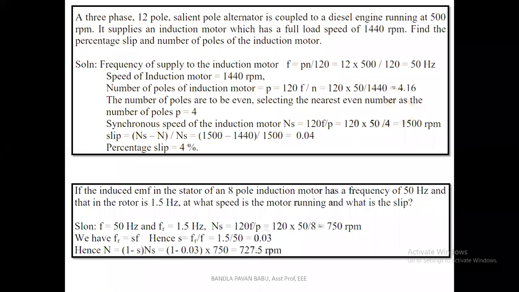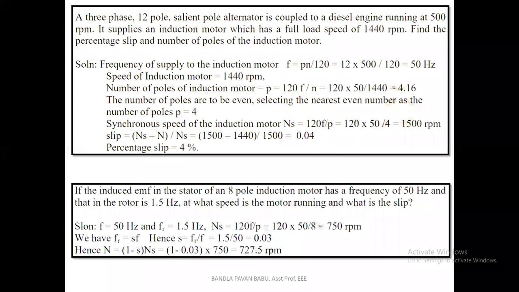The salient pole alternator is coupled to a diesel engine. In this sense, the diesel engine acts as a prime mover, and it is coupled with the alternator running at 500 rpm. Since it acts as a prime mover, because of the coupling, the alternator also runs at 500 rpm.